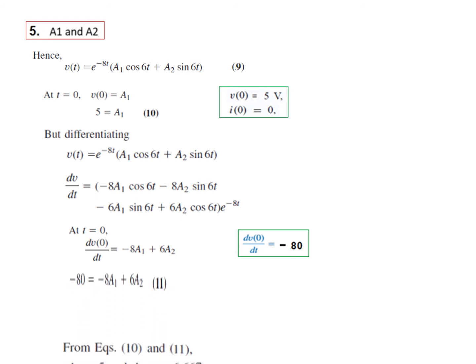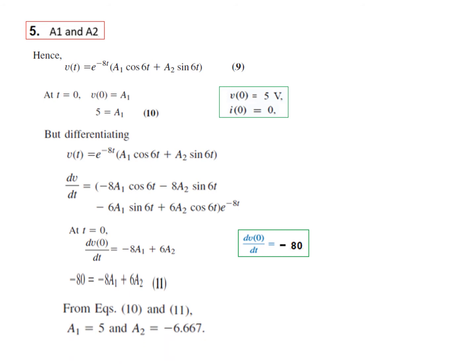putting in and solving the two equations, we find a1 to be 5 and a2 to be minus 6.667. Now we plug in the values of a1 and a2 into the general equation that we have to get the final answer. So our final answer is as shown here.